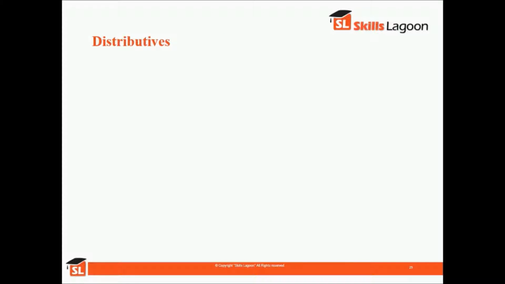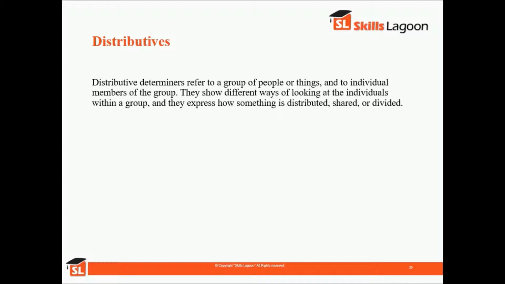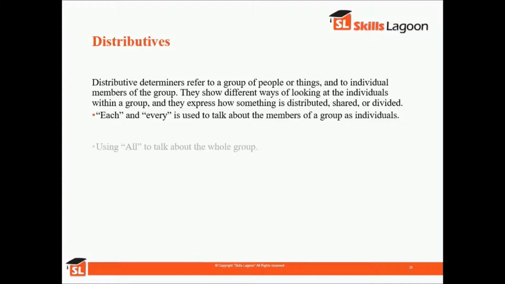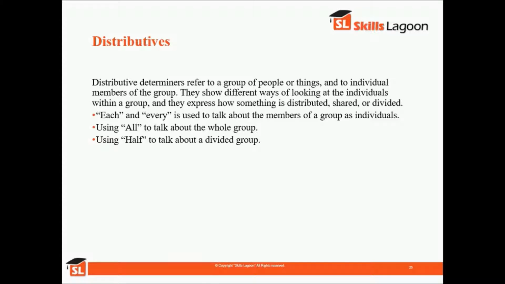Next are distributives. Distributive determiners refer to a group of people or things and to individual members of the group. They show different ways of looking at the individuals within a group and express how something is distributed, shared or divided. For example, each and every are used to talk about the members of a group as individuals. All is used to talk about the whole group. Half can be used to talk about a divided group. Similarly, both, either and neither can be used to talk about pairs of people or things.